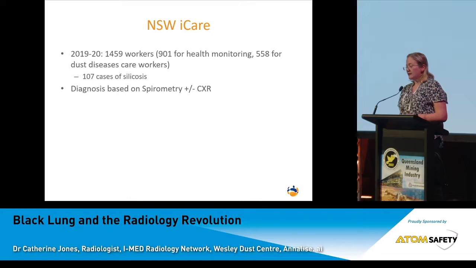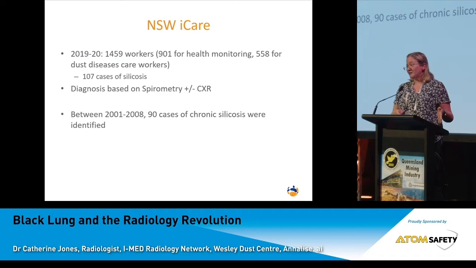In New South Wales, icare running their program, they don't release as much data, but they have said that they've had over 107 cases of silicosis just in 1 year alone. And their diagnosis isn't really even based on CT, it's based on lung function testing, and they may also then have a chest X-ray. So that's a huge number of people diagnosed with disease in that cohort. Compare that to 7 years in a row where they had 90 cases in total. So now that we're looking for it more, we're finding it more and more. And the numbers just keep going up.